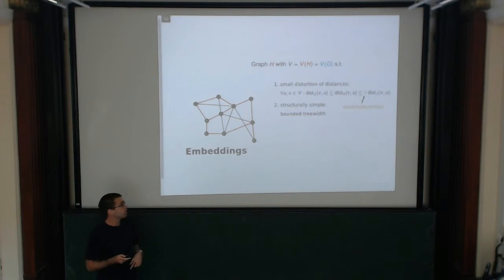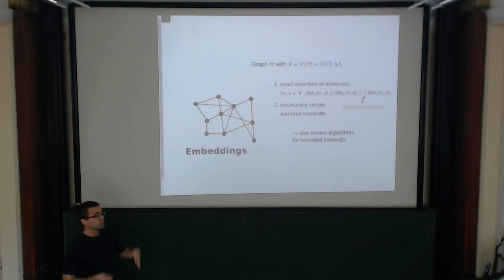And of course, you all know what happens next because there's tons of algorithms out there for bounded tree width graphs. So we can solve these problems on the embedding instead of the graph. And basically, the approximation factor that you incur is given by this stretch.